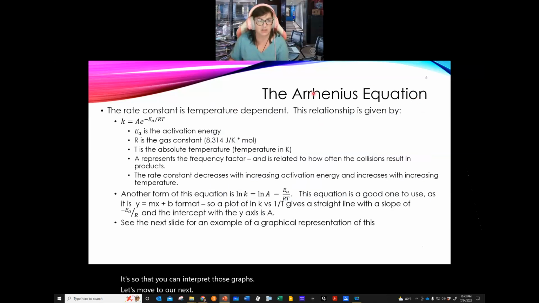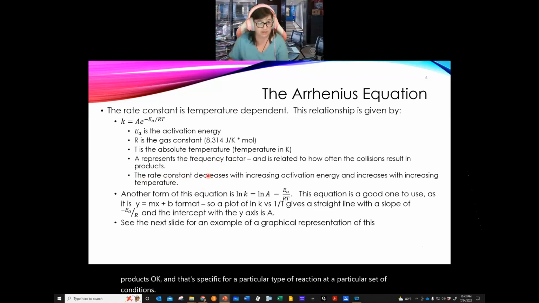The Arrhenius equation. K equals A times e to the negative EA over RT. EA is the activation energy. R is the gas constant, 8.314 joules per Kelvin mole. T is the absolute temperature, so the temperature in Kelvin. A is a representation of the frequency factor. It's related to how often the collisions result in products. Okay, and that's specific for a particular type of reaction at a particular set of conditions.